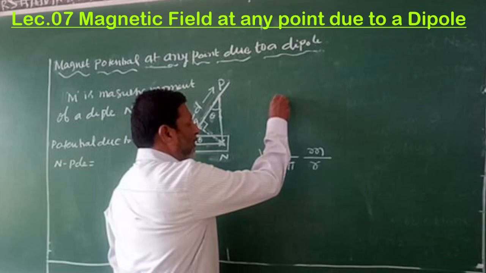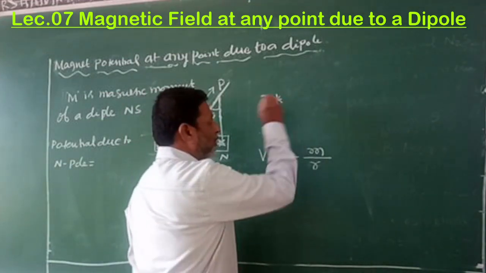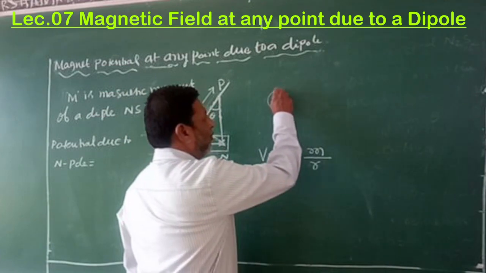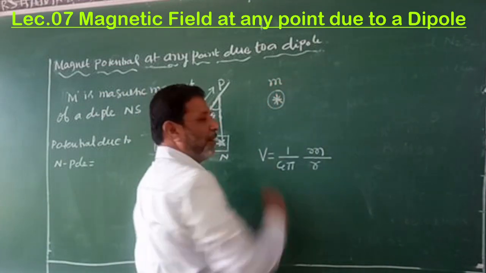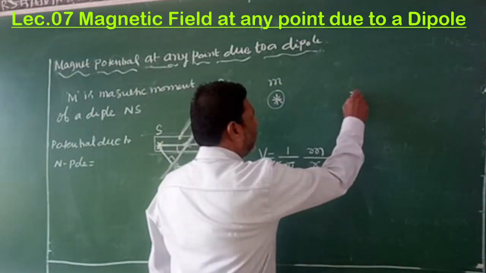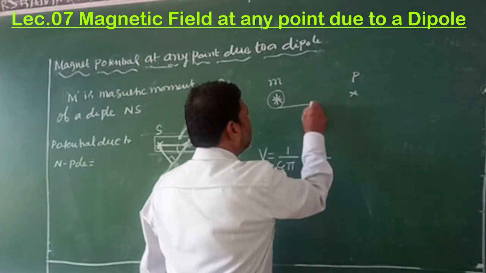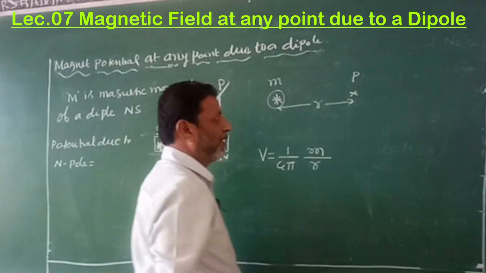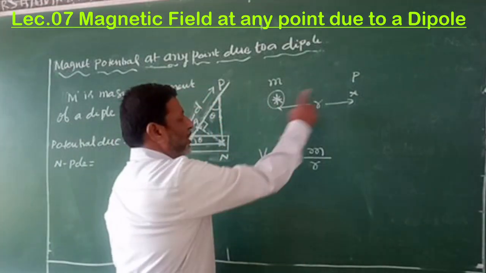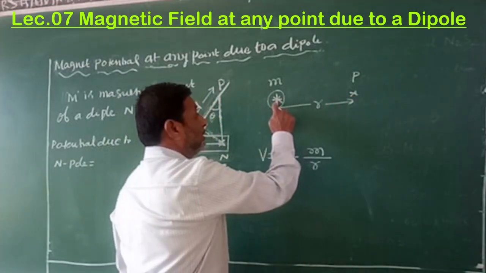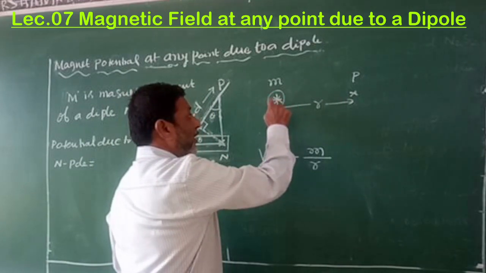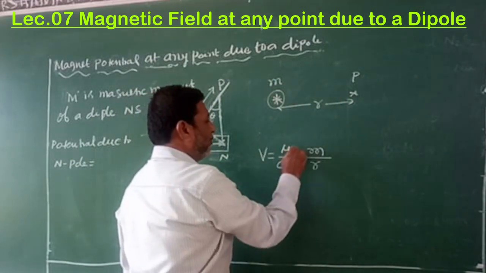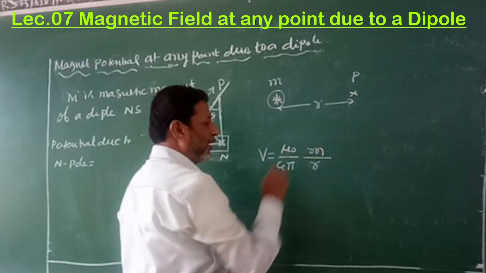Now let us draw that figure once again so that you can understand very easily. Suppose you have a magnetic pole of pole strength m, and this is the point P, which is at a distance of r, or d, whatever it may be. Then the potential at this point due to this magnetic pole of pole strength m is mu naught divided by 4 pi, m divided by r.